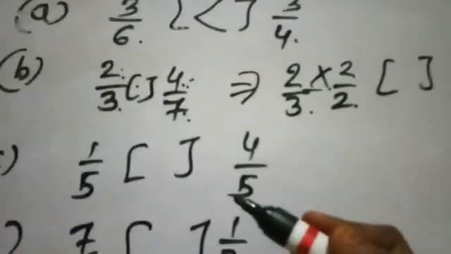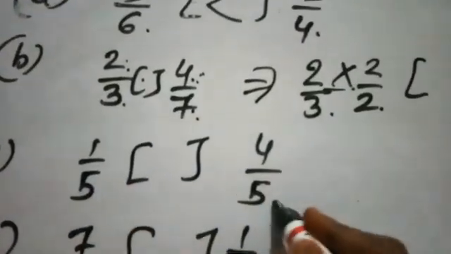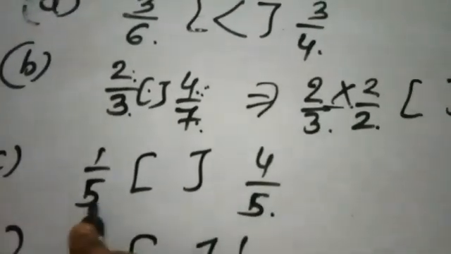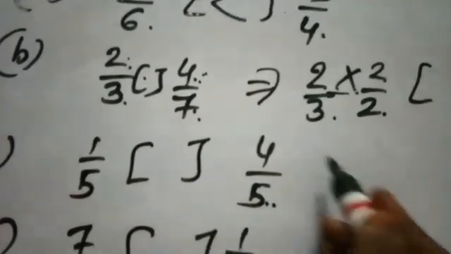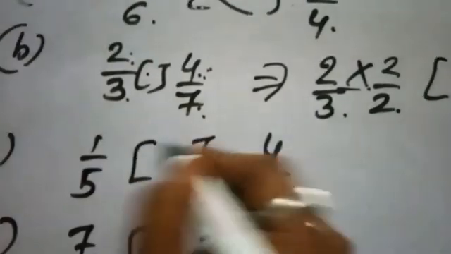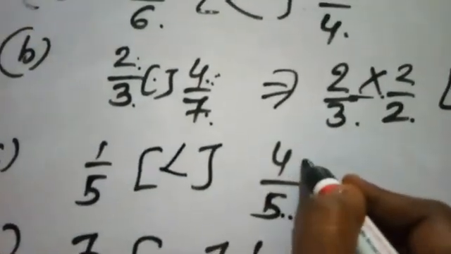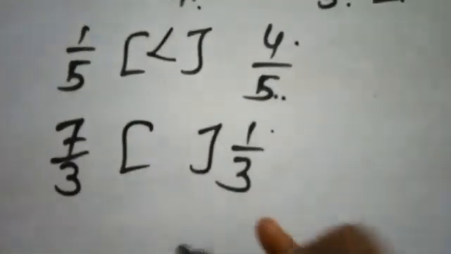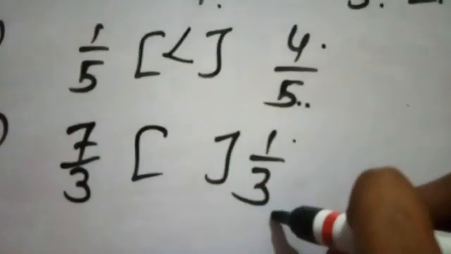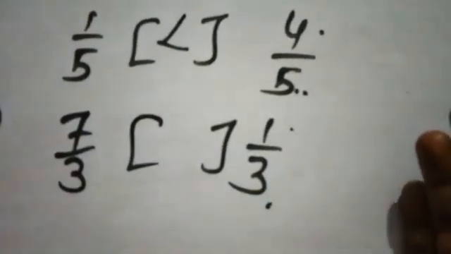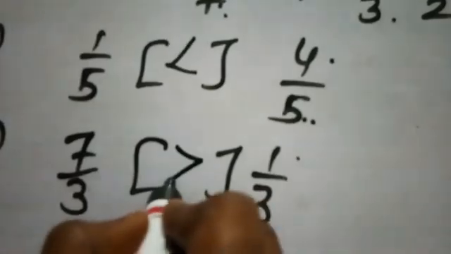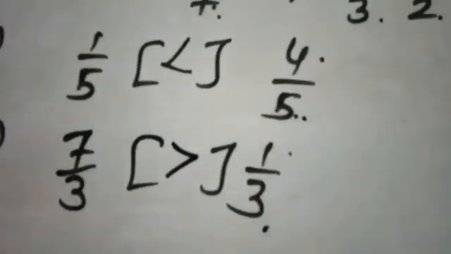Now this is our third part, 1 upon 5 and 4 upon 5. Denominators are same, so we have to check the numerator. The number with the bigger numerator is greater. Now the last part, 7 upon 3 and 1 upon 3. Here denominators are same, so we can easily compare the numbers. 7 upon 3 is bigger than 1 upon 3.